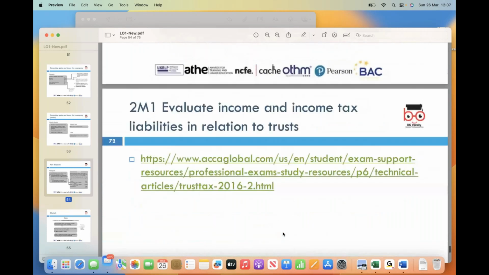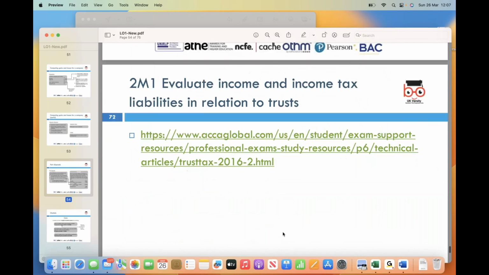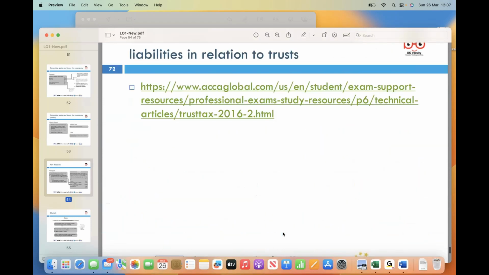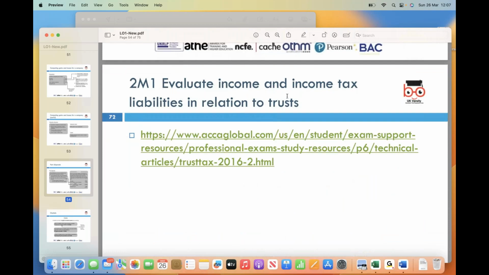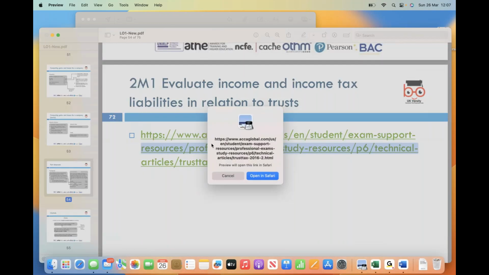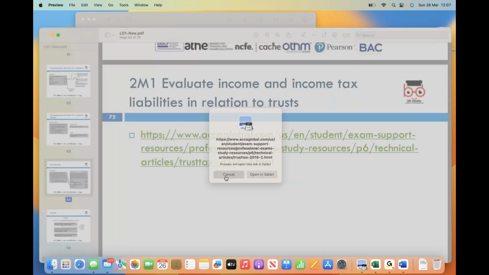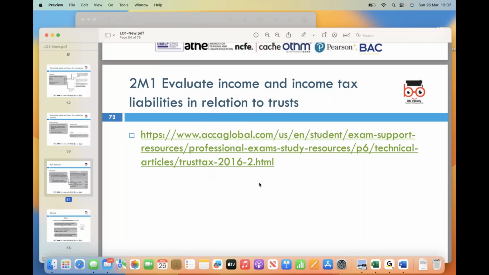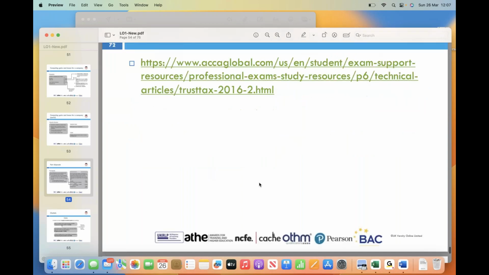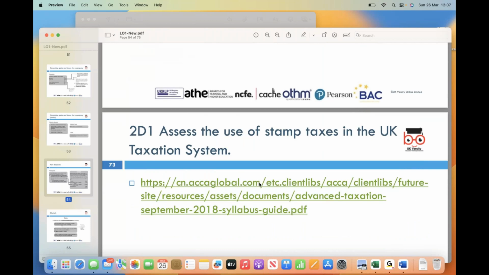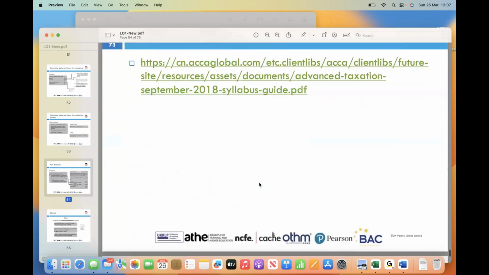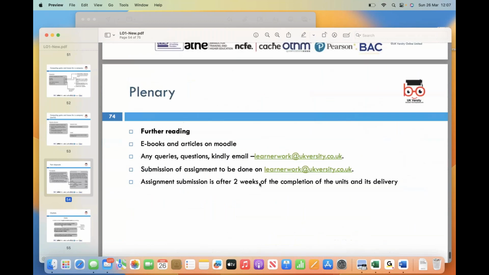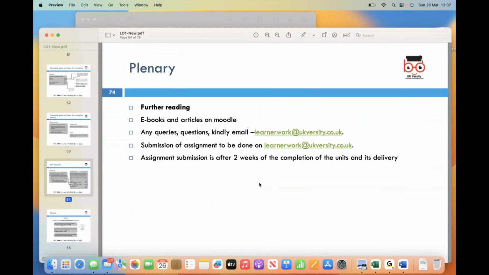So here there is an exercise, I think from ACCA: evaluate income and income tax liabilities in relation to trusts. You can check this one if you want to. Otherwise, assess the use of stamp taxes in the taxation system, and there is further reading, ebooks and articles on Moodle. You've got the Moodle access, the learning management system, password and login?